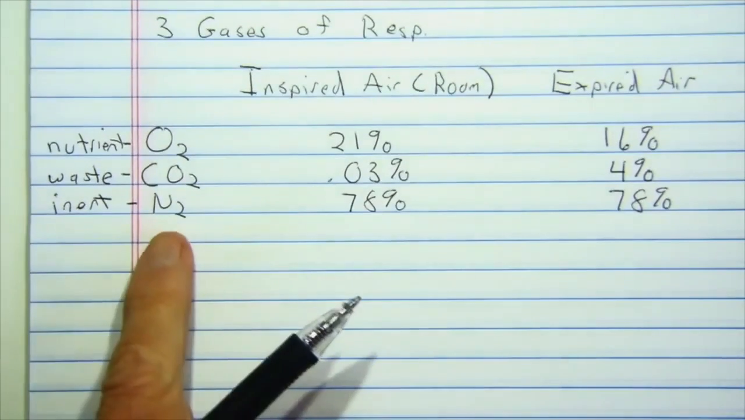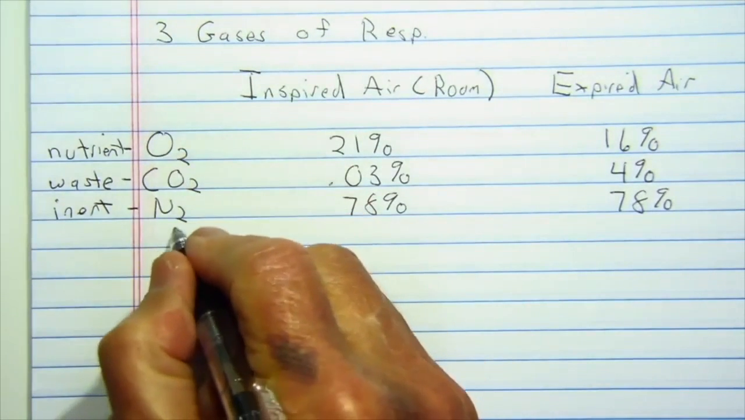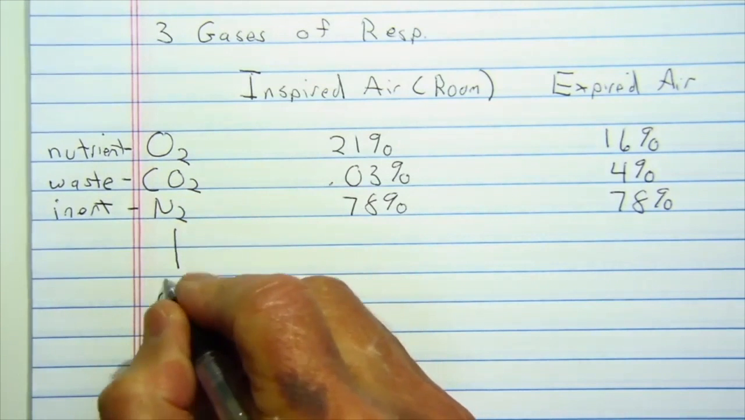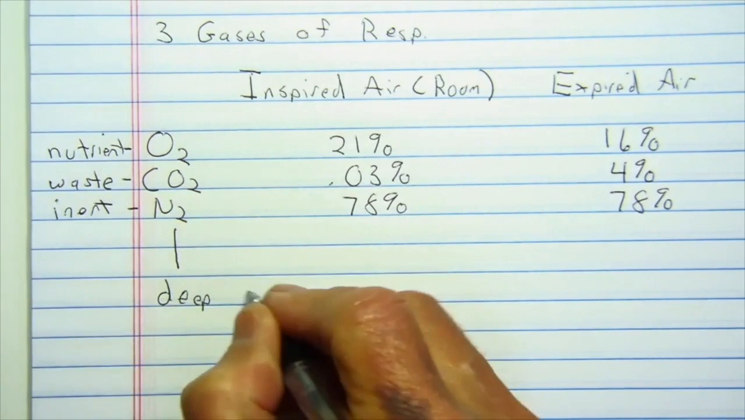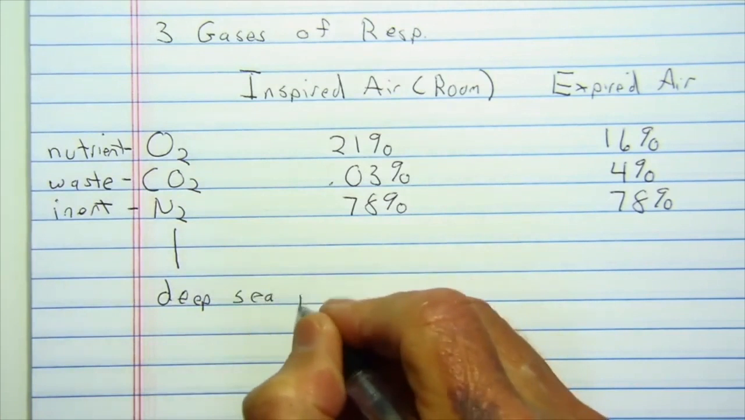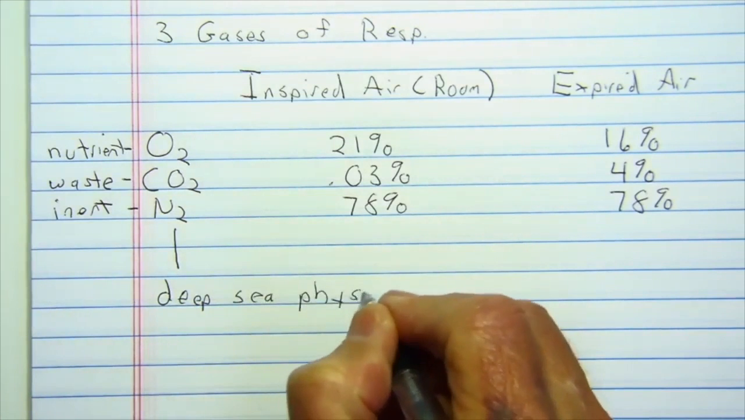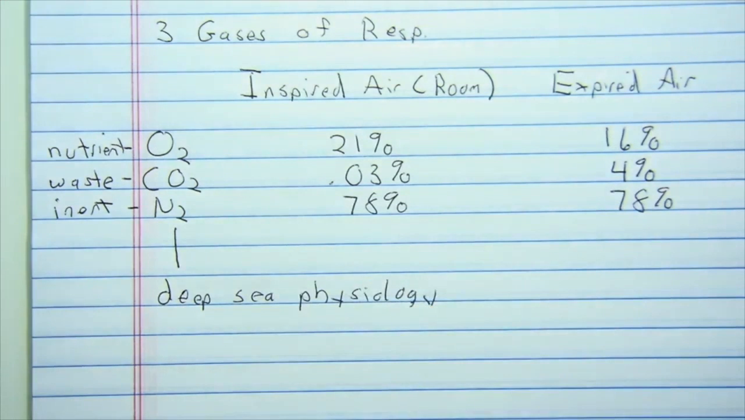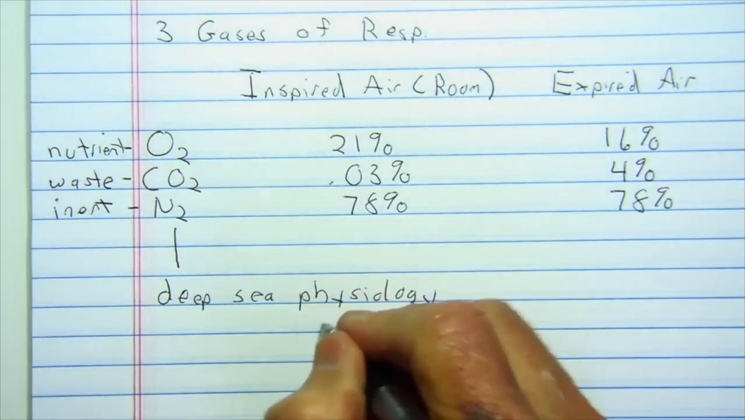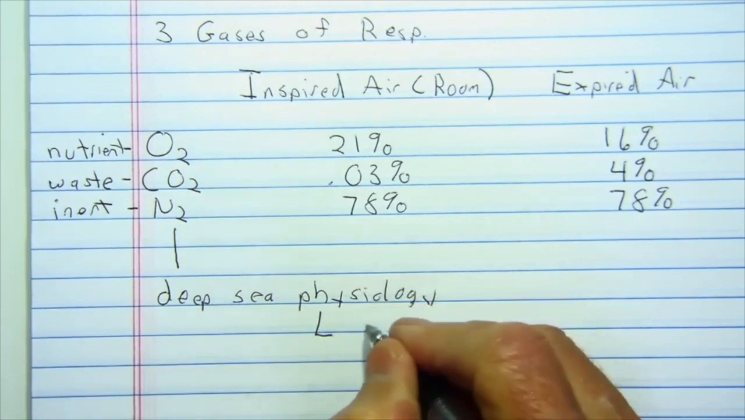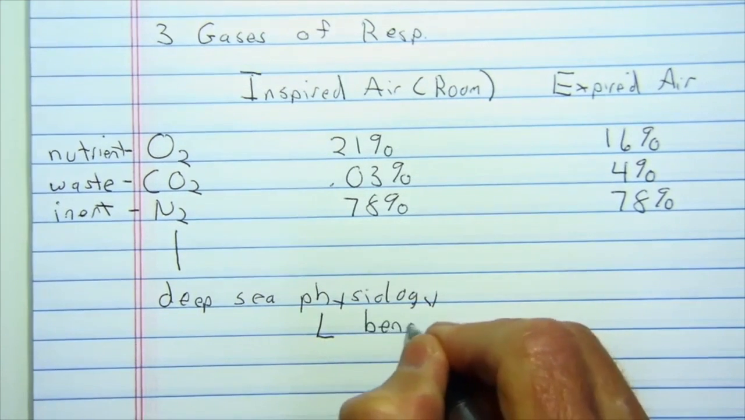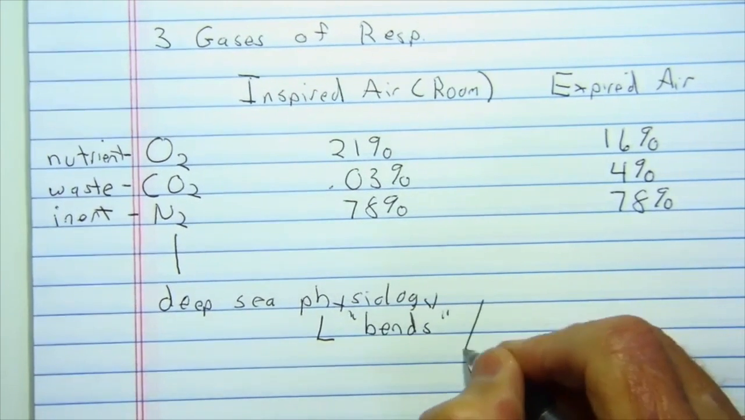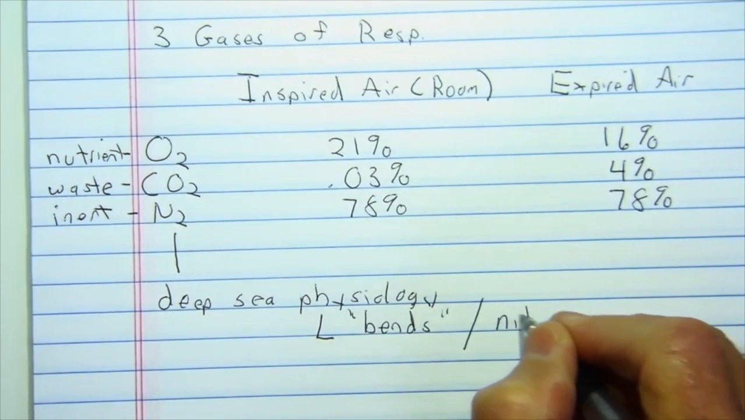The only time nitrogen would be an issue would really be what I would call deep sea diving or deep sea physiology. And that's why if we got into detail with that, we would think of deep sea physiology being something called the bends, also known as nitrogen narcosis.